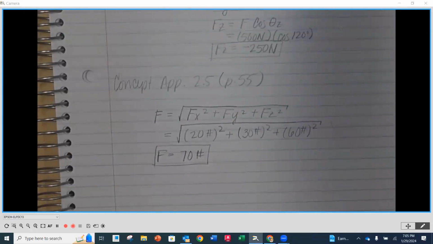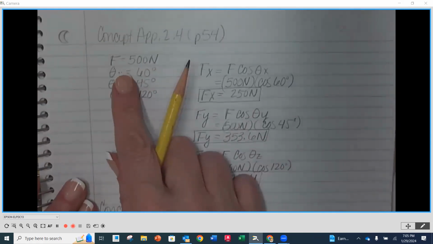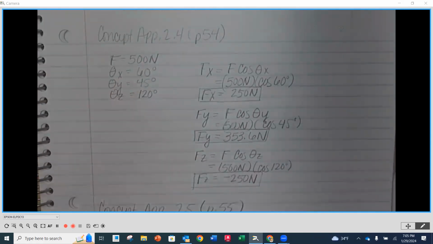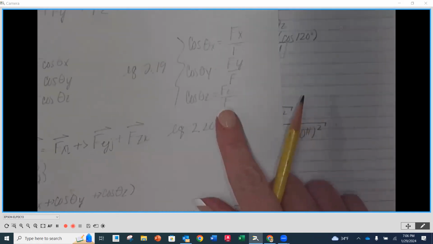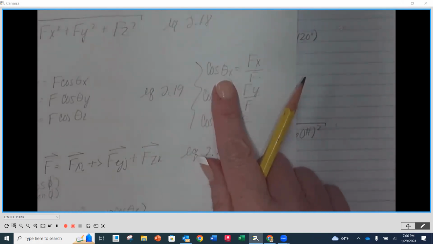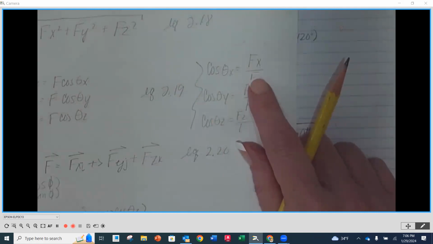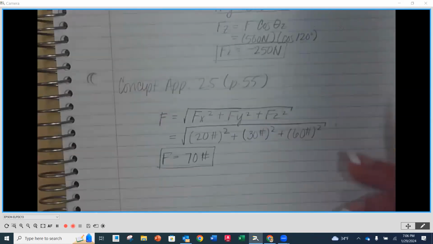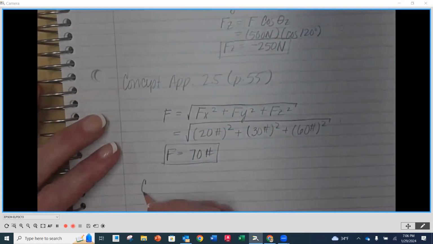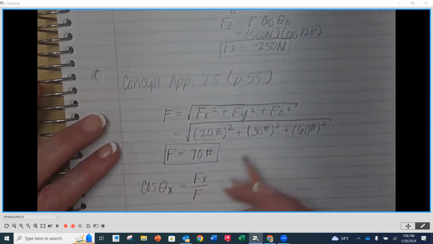Now, the next thing we need to do is determine what its angles are to our coordinate system. In the last problem, we were given theta X, Y, and Z. Now we need to find them. So to do that, we are going to use that rearrangement that we just looked at. We're going to say cosine theta X is going to be equal to, now that we know the magnitude of our force, the Fx component of that force divided by the total force that we just calculated. So cosine theta X is going to be equal to Fx divided by F.